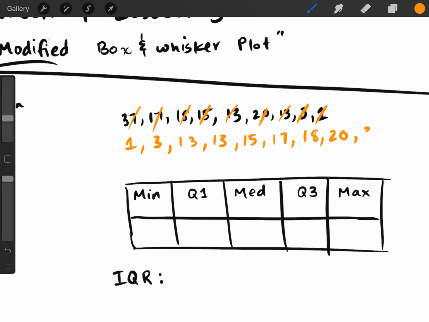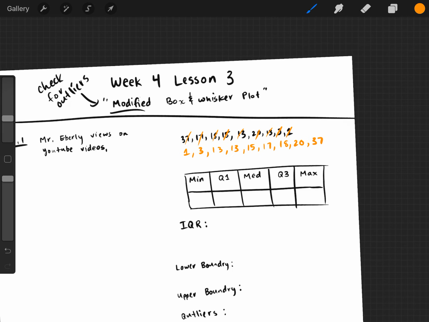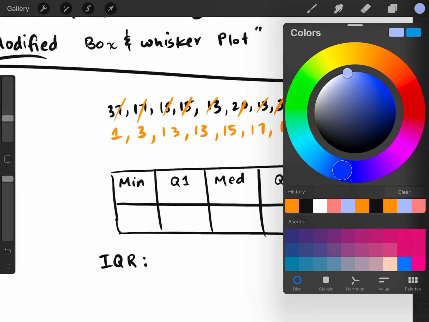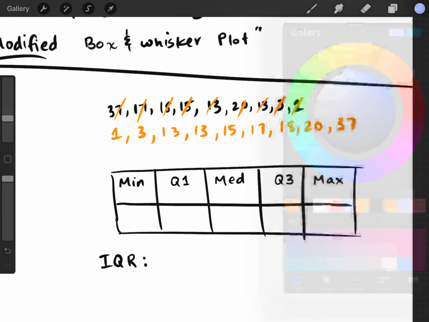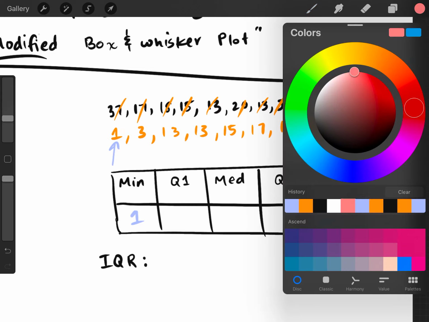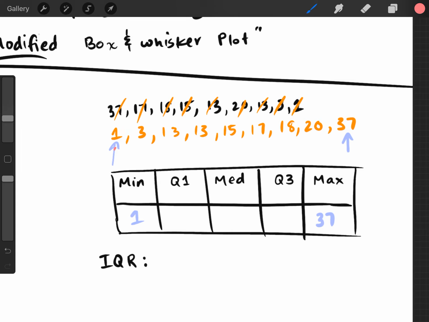So let's rewrite it. We have a 1, a 3. We have 2 13s. We have a 15, 17, 18. And then 20 and 37. Again, we're going to go through and find these 5 numbers. If you don't remember how to do it, I'm going to do it again with you guys here, just to make sure that we're all on the same page.